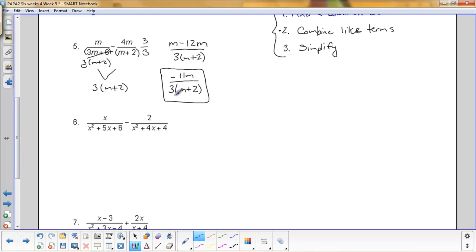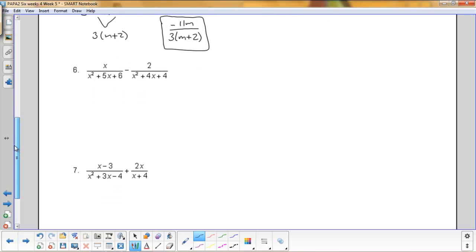Question number 5. The reason I keep it simplified is because it's easier then to see where you can simplify if there are any terms that can be canceled out. That's why I like to leave it in simplest form.